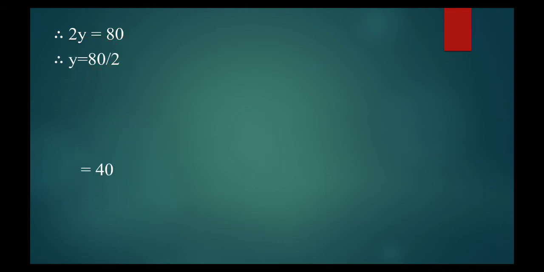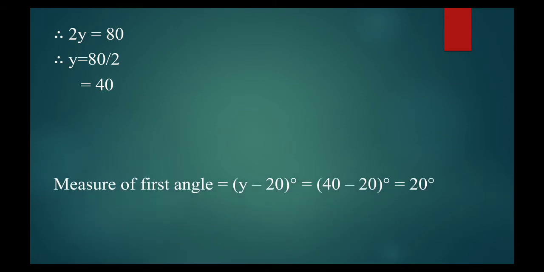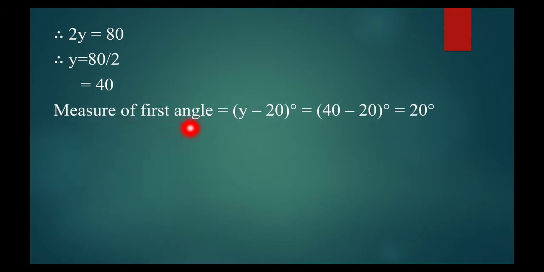When I divide, y value will be how much? 40 degrees. The measure of the first angle is equal to y minus 20. What is the value of y? Value of y is 40. So 40 in place of y I will write what? 40 minus 20. 40 minus 20 degrees is equal to 20 degrees.